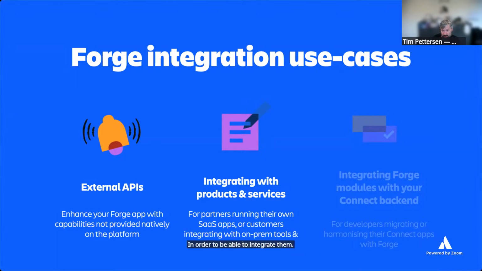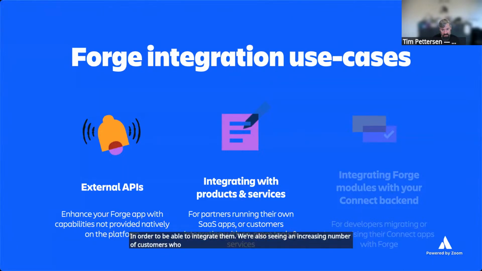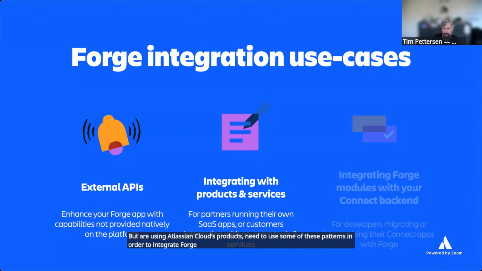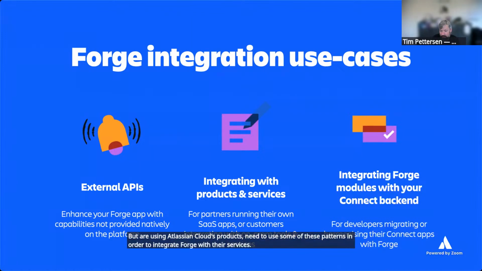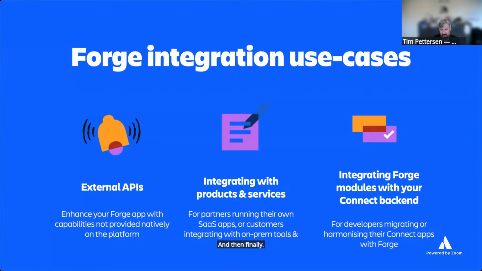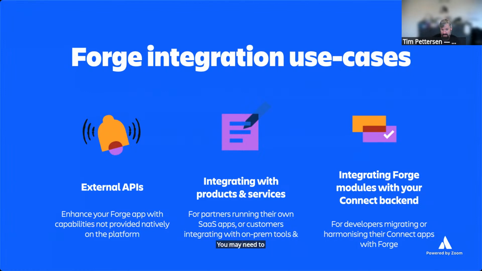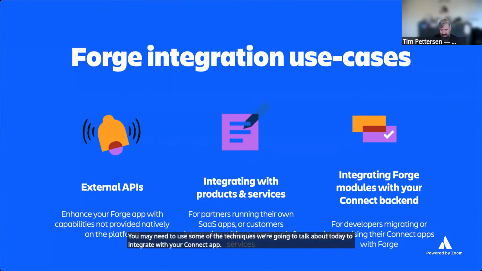We're also seeing an increasing number of customers who install on-premise tools and services in their data center, but are using Atlassian Cloud's products, need to use some of these patterns in order to integrate Forge with their services. And then finally, if you're a Connect app developer in the process of adopting Forge, you may need to use some of the techniques we're going to talk about today to integrate with your Connect app backend.